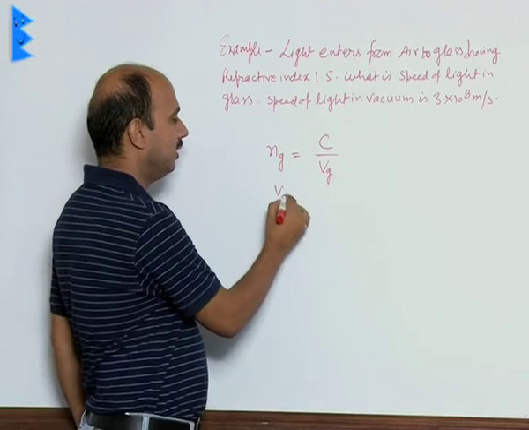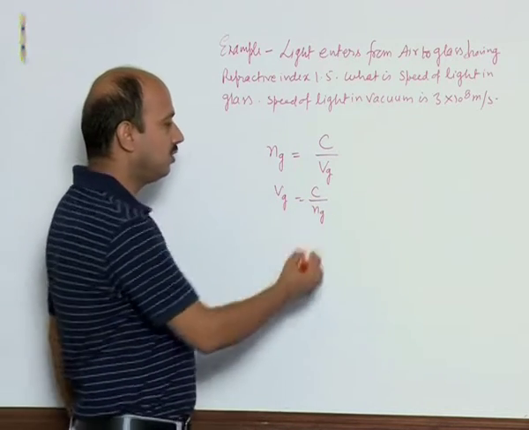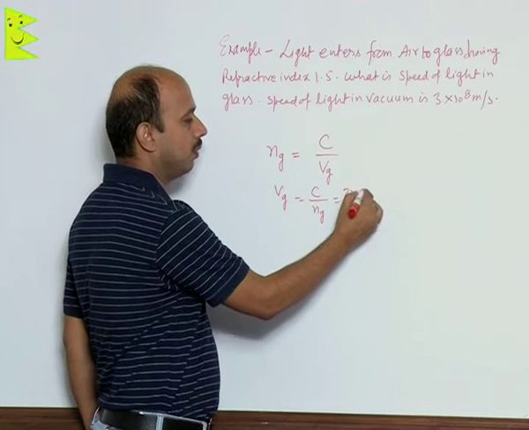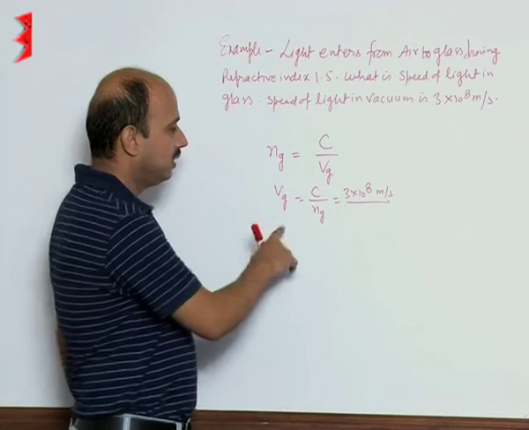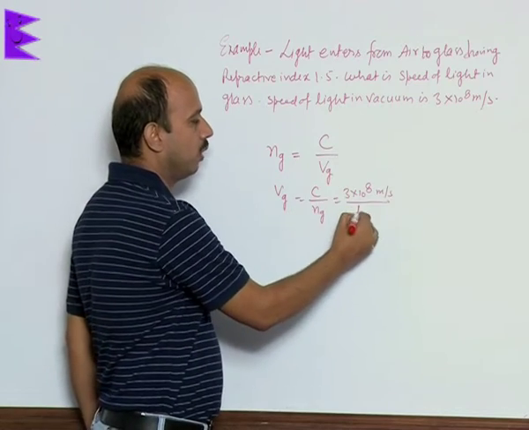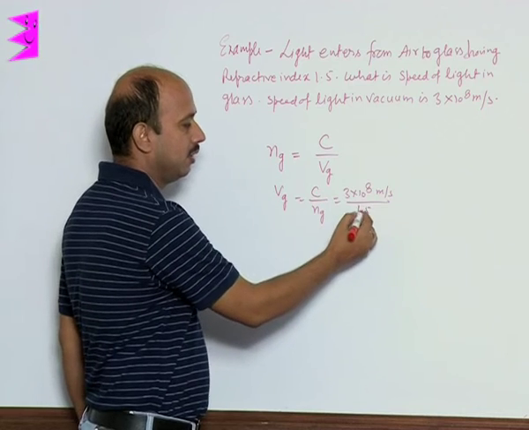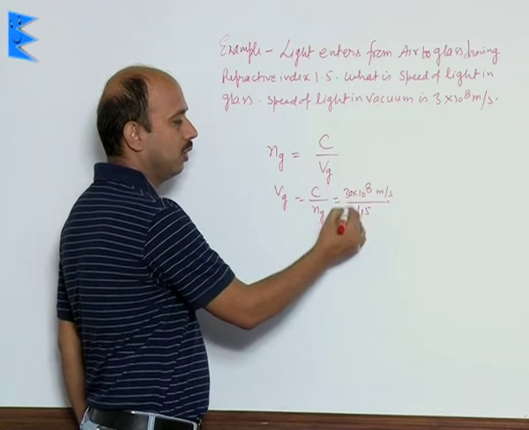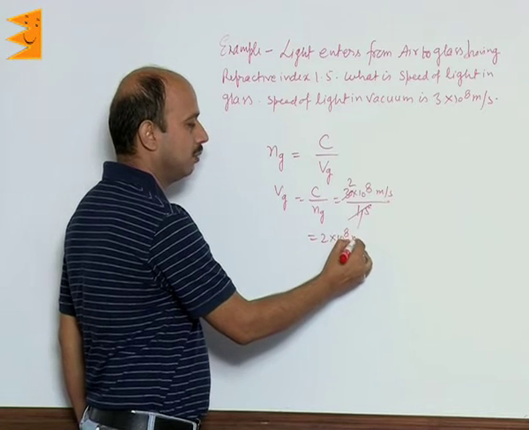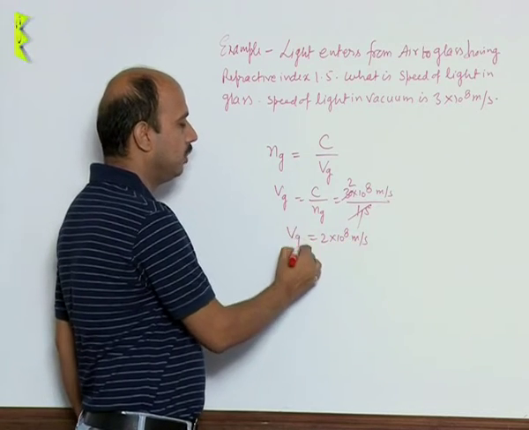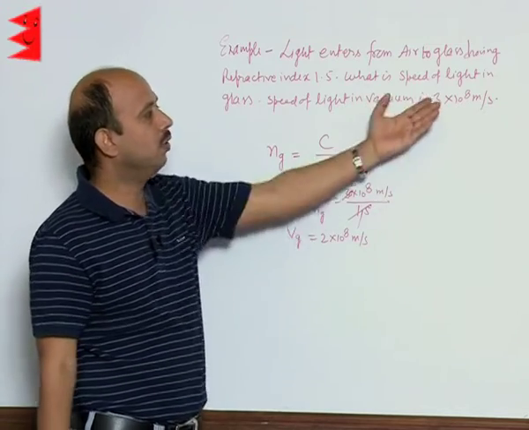We can write Vg is equal to C upon Ng. We know C is 3 into 10 raised to power 8 meter per second, and Ng is 1.5. So, we can write here, remove the decimal from here, put 10 here, this is 15 and 2. You are getting 2 into 10 raised to power 8 meter per second. So, this is the speed of light in glass, which is less than the speed of light in vacuum.